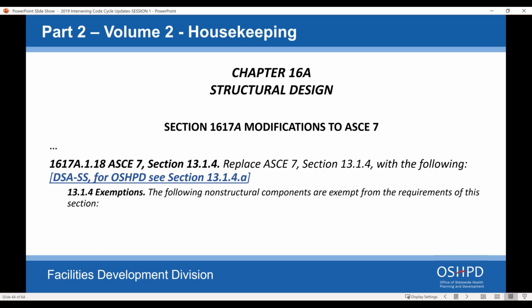So this is related to the exemptions and exceptions for equipment. What happens here is that Section 1617A.1.18 modified requirements of ASCE 7 Section 13.1.4, which is exceptions to anchorage and bracing of non-structural components. Since we had our own definitions, initially we were co-aligned with DSA, so we made our own section. Next slide.